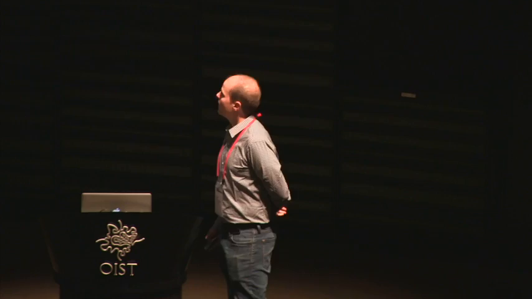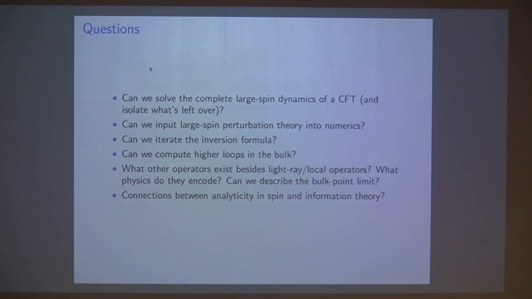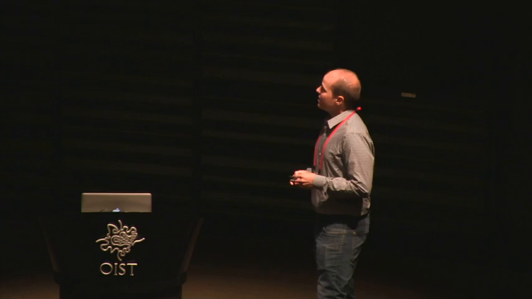Okay, so I want to end the talk with some questions. One important question that's related to many of the others is, can we solve the complete large spin dynamics of a CFT? I talked about double twist operators, but we also saw that you need multi-twist operators, and furthermore, you need to understand all these multi-twist operators to really apply the inversion formula fully in a non-perturbative theory. But on the other hand, all this large spin dynamics is sort of fixed by representation theory. It's kind of coming from properties of the 6J symbol of the conformal group. So maybe we can solve for it.